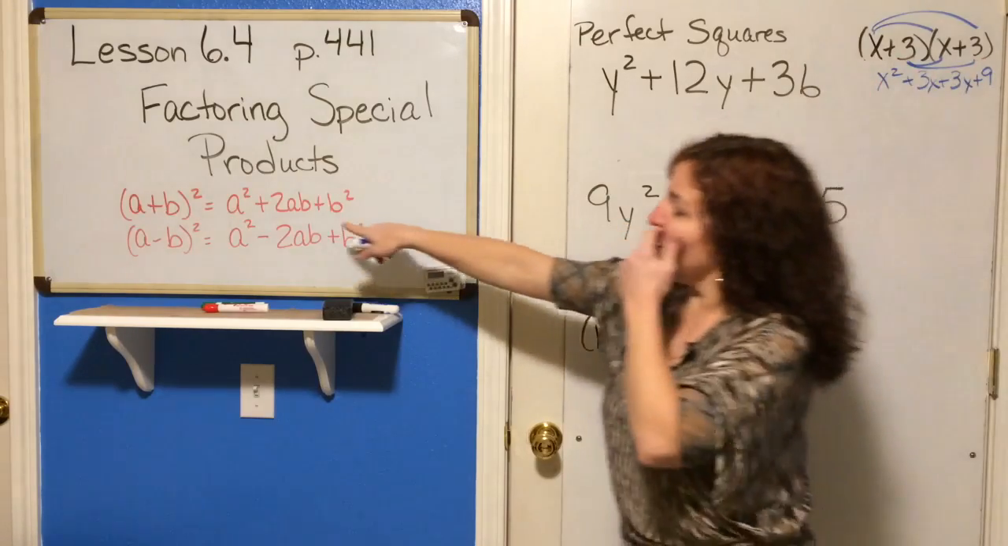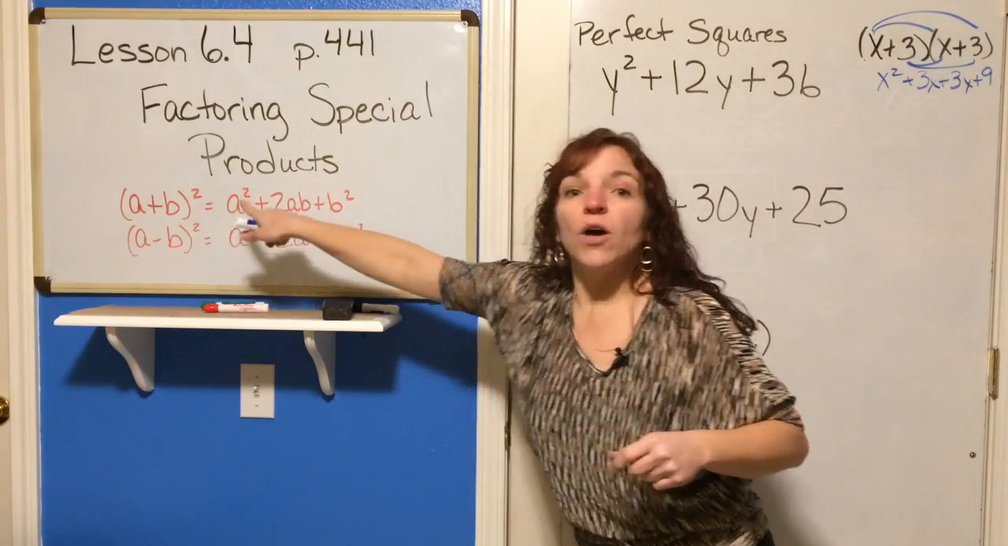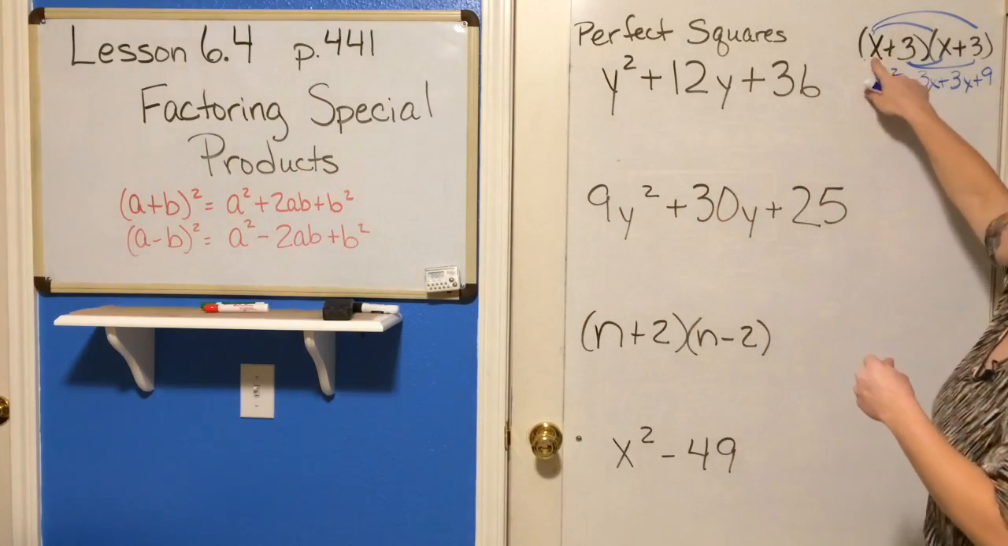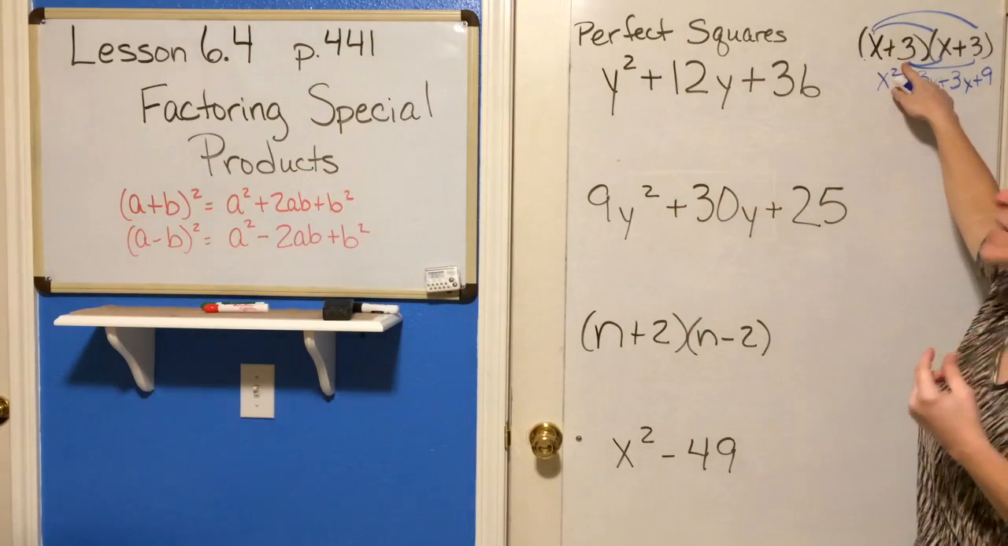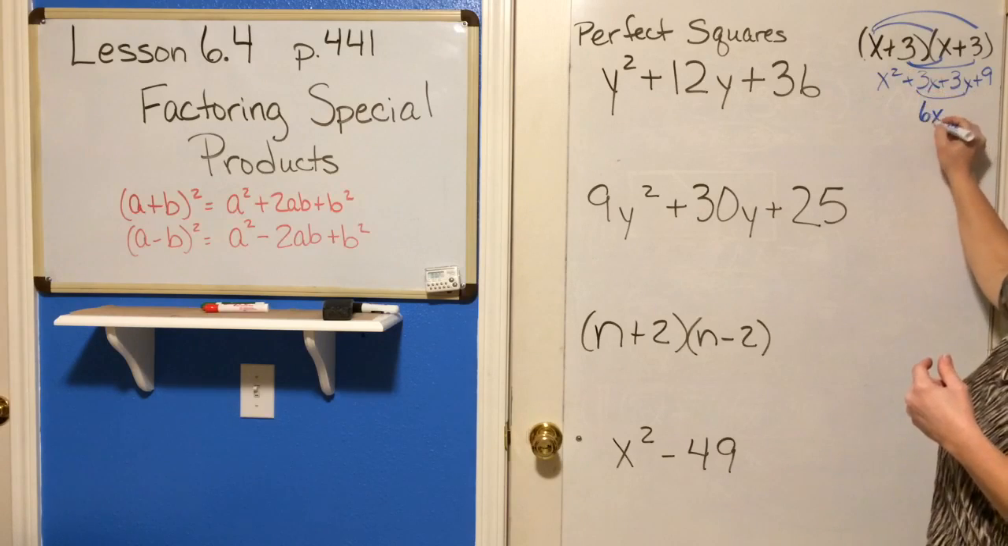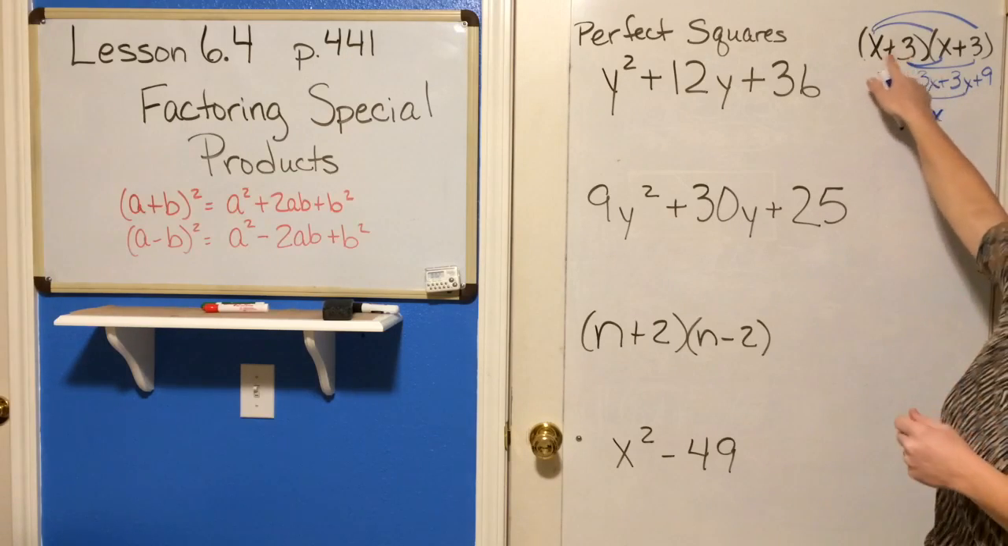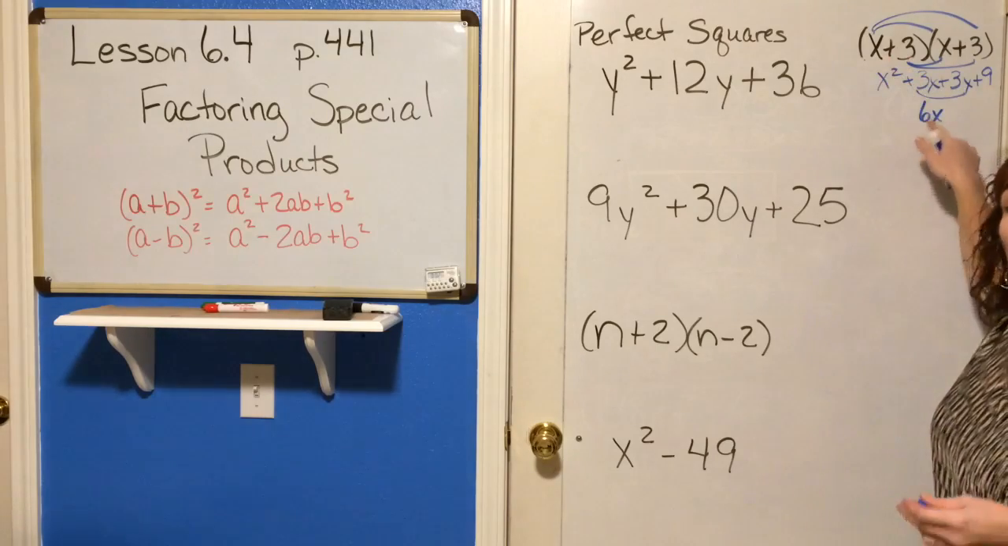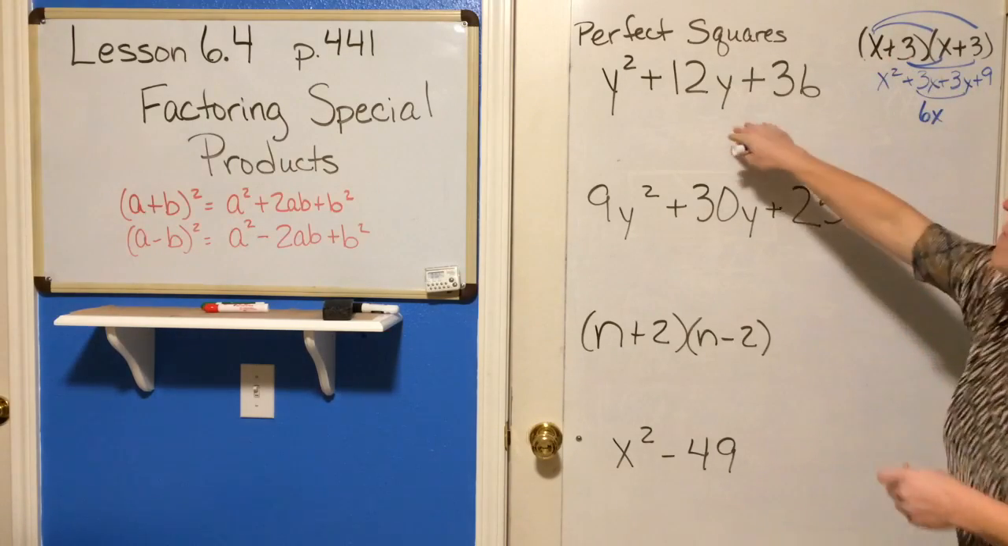And this 2ab is 2 times multiplying your two parts together. So x times 3 is 3x, and then you have 2 of them, so 3x plus 3x, that would be your 6x. So 3x times 2 is 6x. All right, so that's where it comes from. Now let's do it backwards.